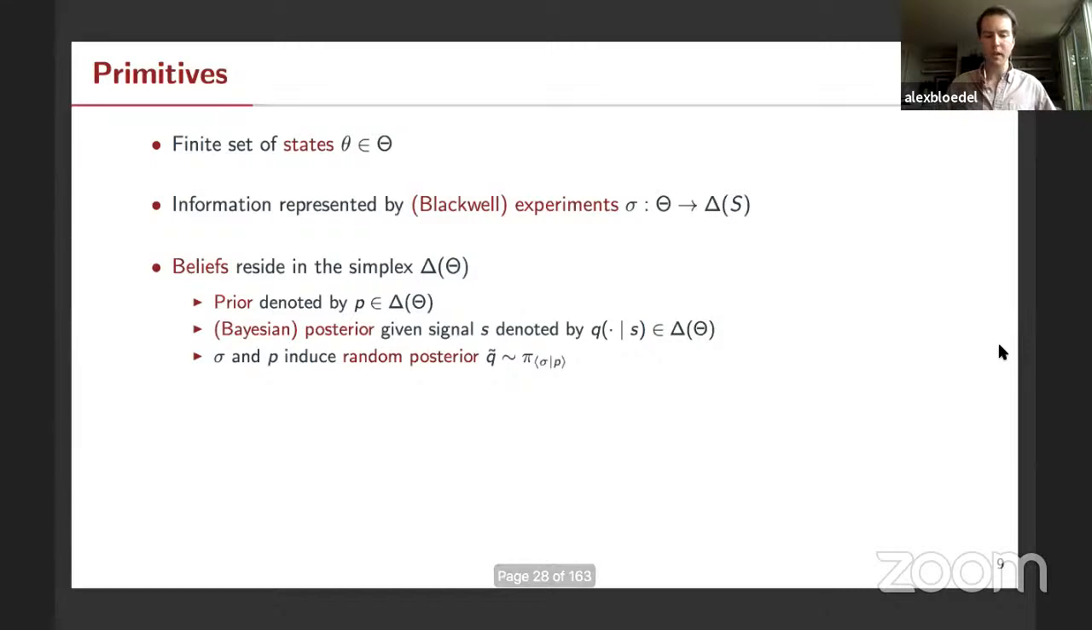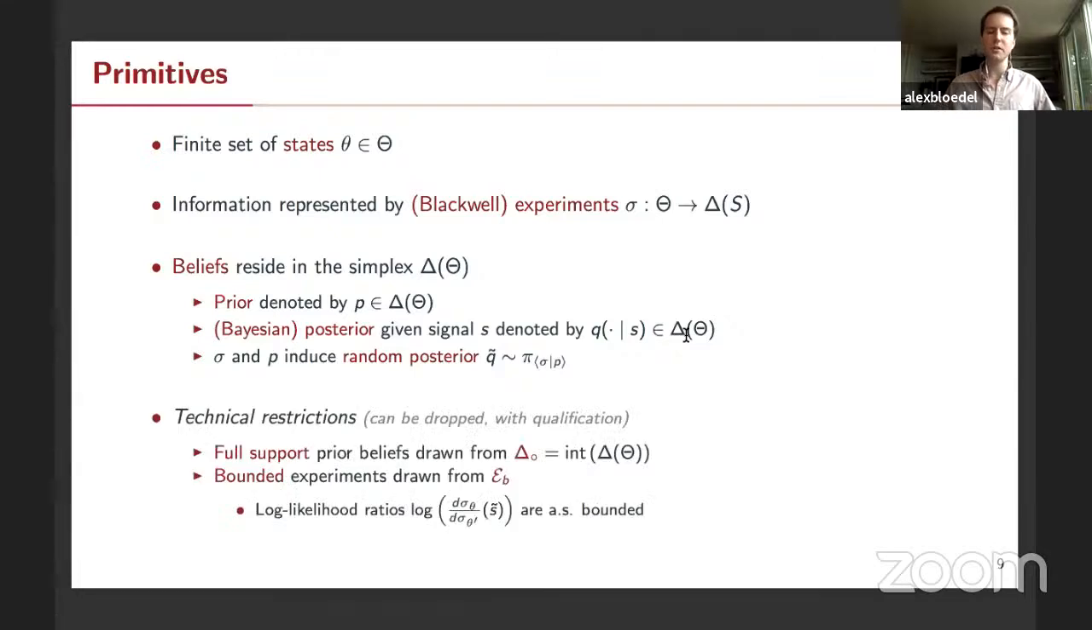Okay, so the model. This is basically what I've told you already, but now with just a little bit more notation and a little bit more precision. There's a finite set of states theta. Information about these states is represented as Blackwell experiments sigma that generate signals S whose distribution depends on the true state. The decision maker has a prior belief P, and the Bayesian posterior conditional on a signal S is denoted by Q of S. And it's well known that each experiment and each prior induce a distribution for the decision maker's random posterior, and this distribution will sometimes be denoted by pi.